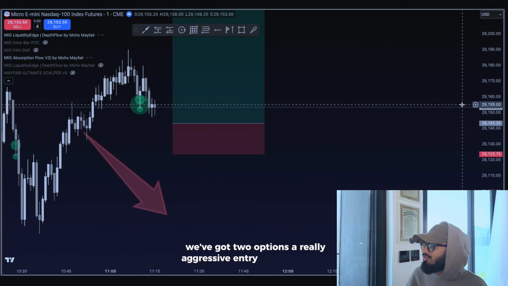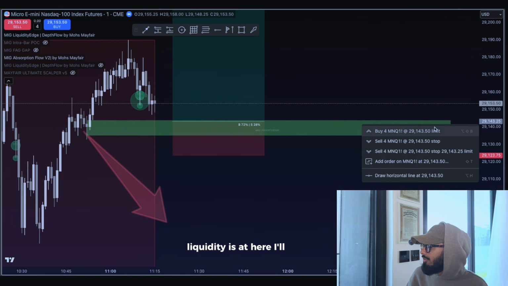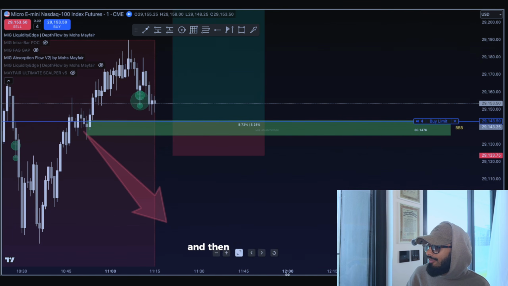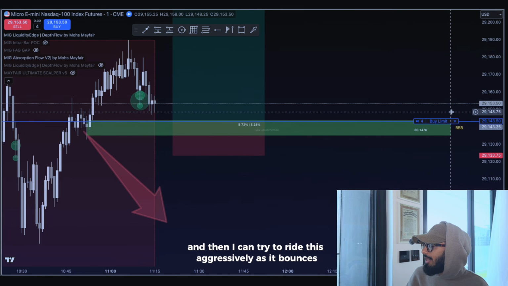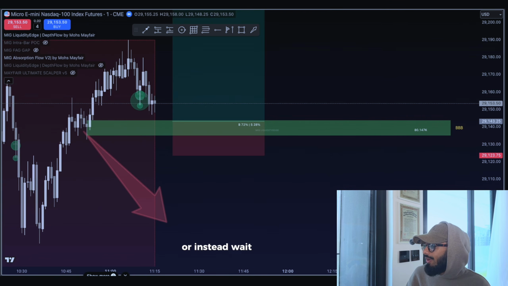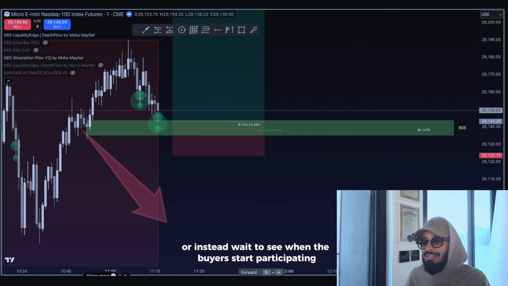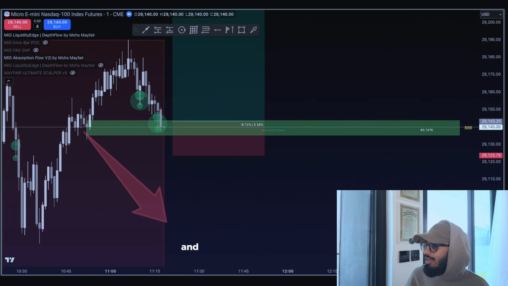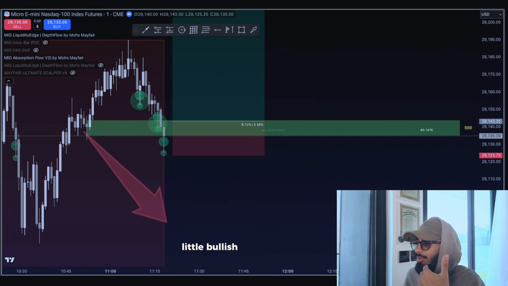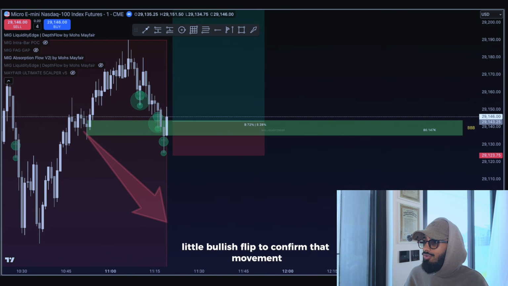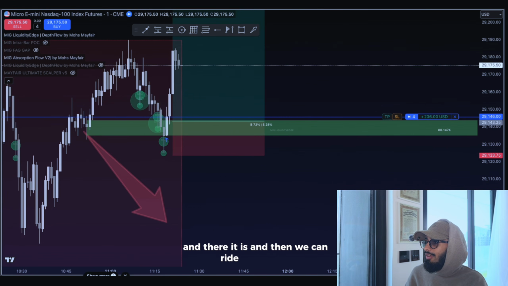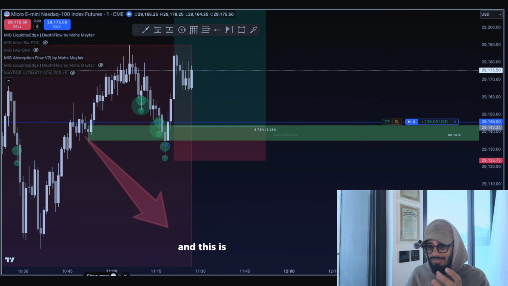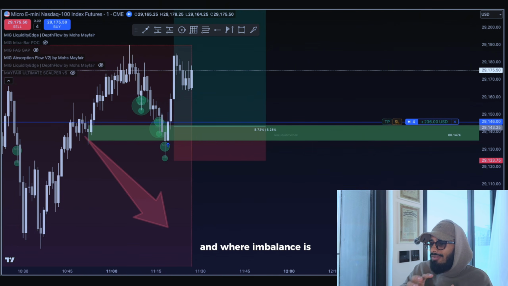A really aggressive entry would state, okay, liquidity is sat here. I'll slap my limit here, and then I can try to ride this aggressively as it bounces, or instead, wait to see when the buyers start participating back into that area of liquidity. So we can see they start pushing here, and all we can wait for then is a nice little bullish flip to confirm that movement, and there it is, and then we can ride that like so. And this is where the two get involved. So you begin seeing where participants are trapped, where size is being defended, and where imbalance is beginning to shift.